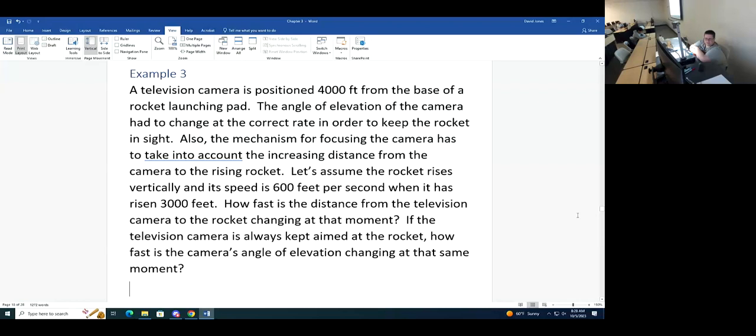Let's assume the rocket rises vertically and its speed is 600 feet per second when it has risen 3,000 feet. How fast is the distance from the television camera to the rocket changing at that moment? And if the television camera is always kept aimed at the rocket, how fast is the camera's angle of elevation changing at the same moment?